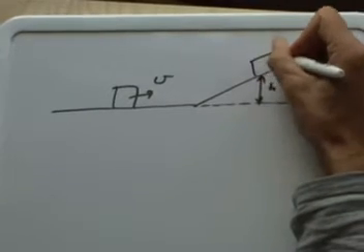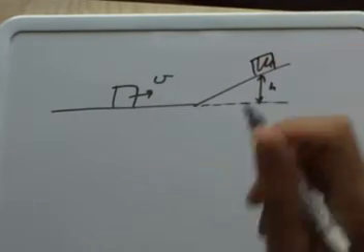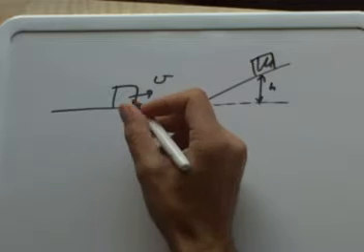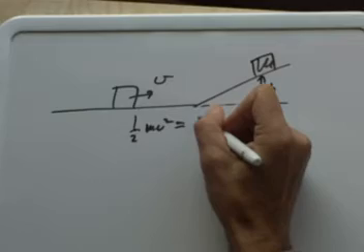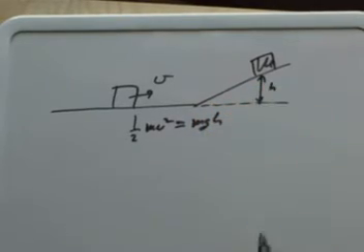As the block goes up the incline, it's going to stop right here, and we'd like to know how high up it goes. The way you do this with conservation of energy is you say something like, well, 1/2 mv squared is equal to something like mgh. You would just solve for h.